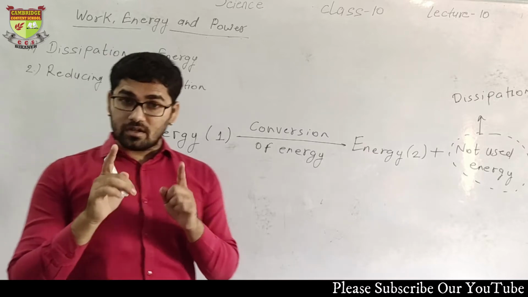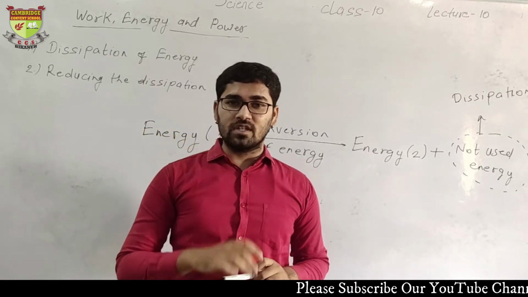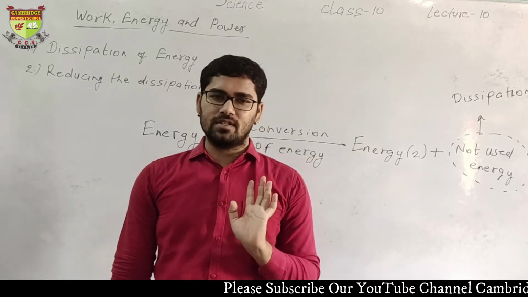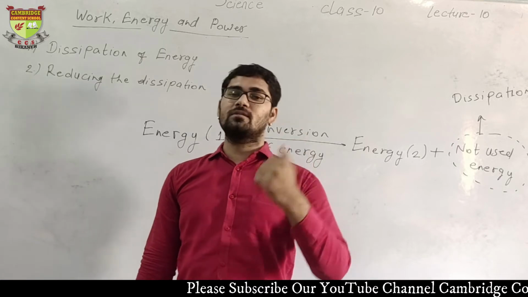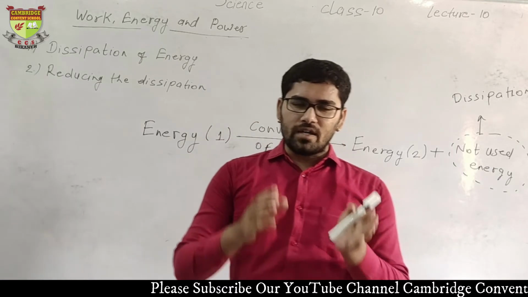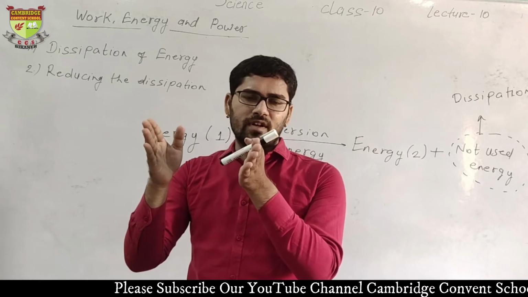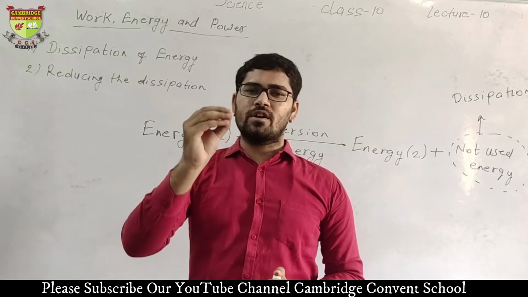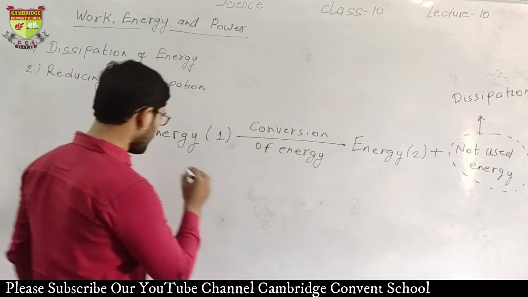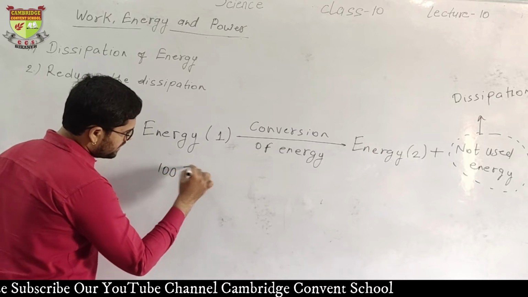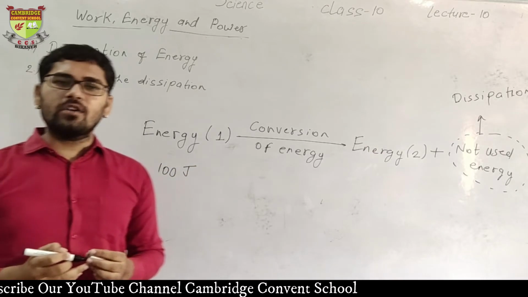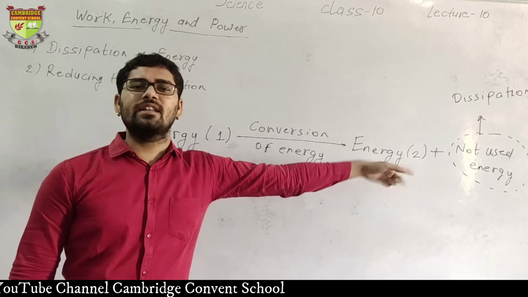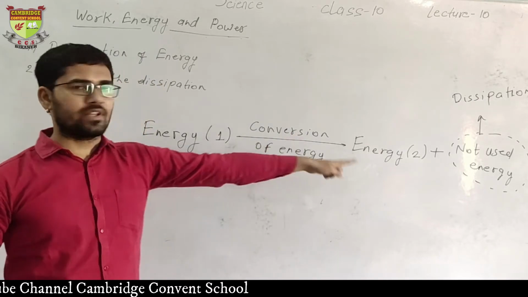You must be clear on one thing: the ideal condition never exists in science. What do I mean to say? Let me explain it now. Suppose I have a certain amount of energy, say 100 joules of kinetic energy. I want to convert that 100 joules of kinetic energy into another kind, say electrical energy.